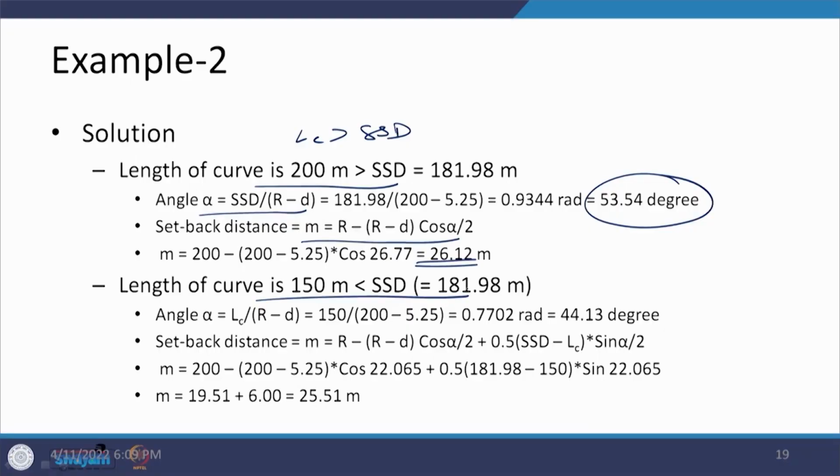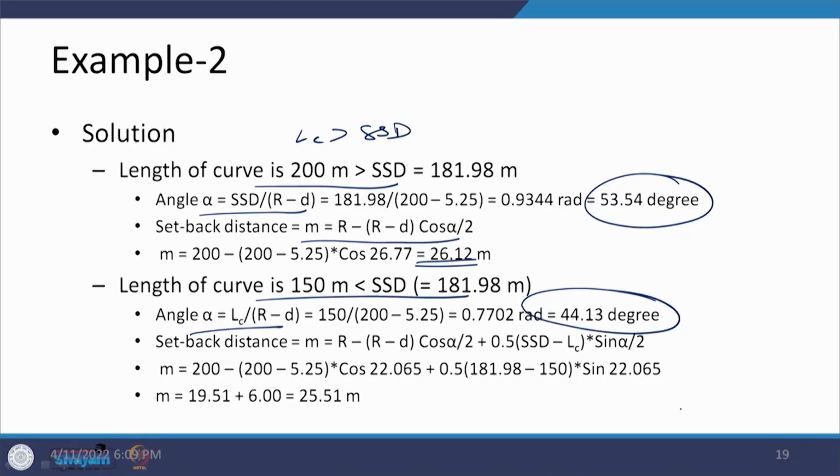When we talk about another case, when the LC is less than SSD, in this case alpha is going to be LC divided by (R minus D). It is not a single lane case, it is a 2 lane case, that is why D is going to be there, and that gives us the angle as 44.13 degrees.